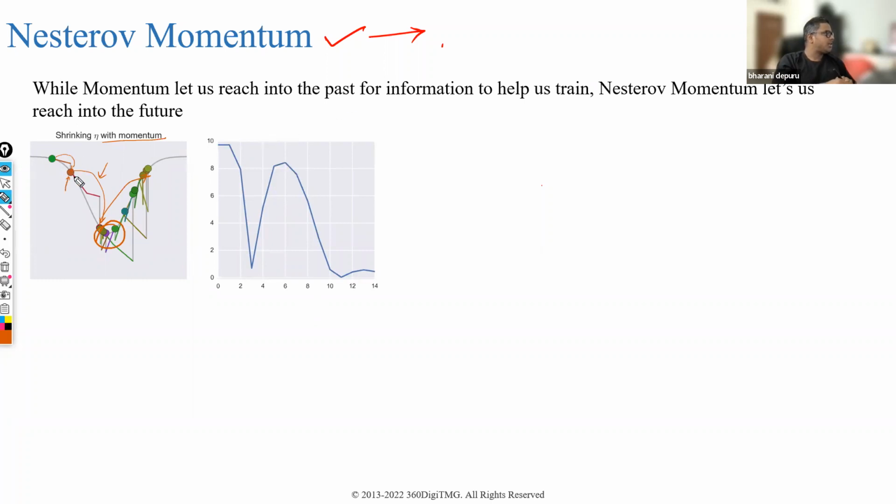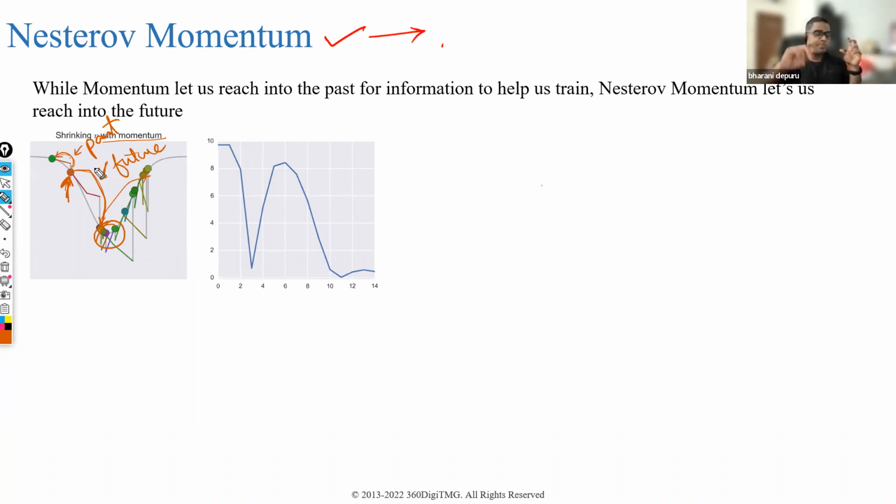Let us not just take the past information to train. If you want to move to the next step, let us also look at this: if I take the past information and add it to this point, where will it go? Take this future information also. Don't just take the past information, take the future information also. And if you're going to be too far in the future, then adjust the value.